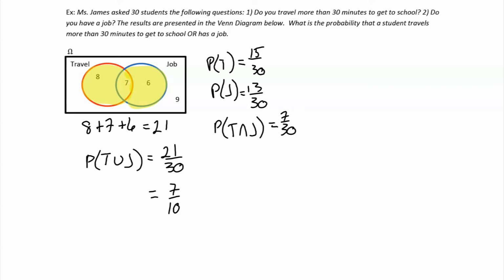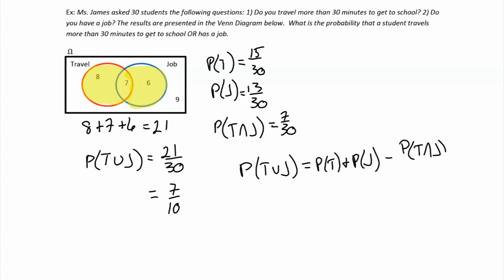We can then use the formula again, which says probability of T union J is equal to the probability of T plus the probability of J minus the probability of T intersection J. And plugging those numbers in, we get 15 divided by 30 plus 13 divided by 30 minus 7 divided by 30. And when we calculate it all out, we end up with 21 over 30 again.